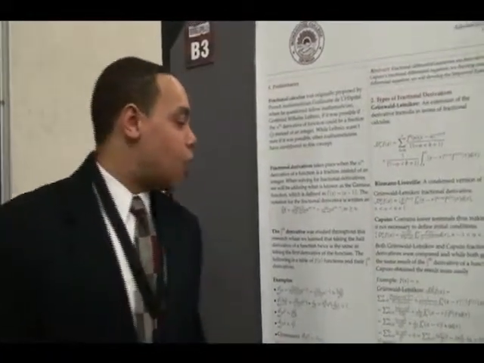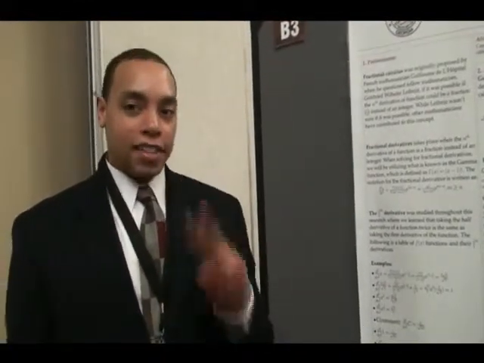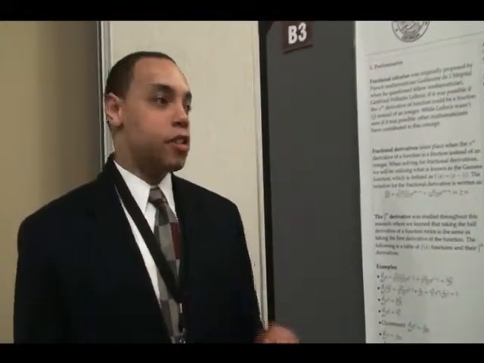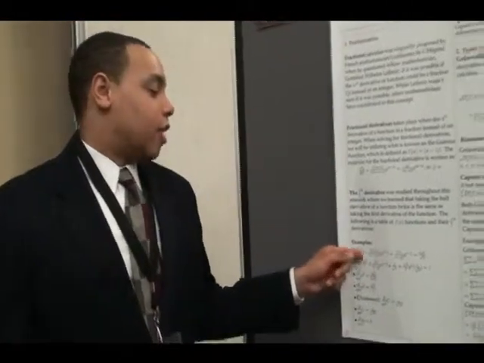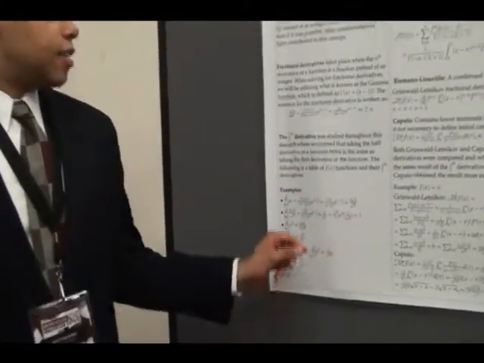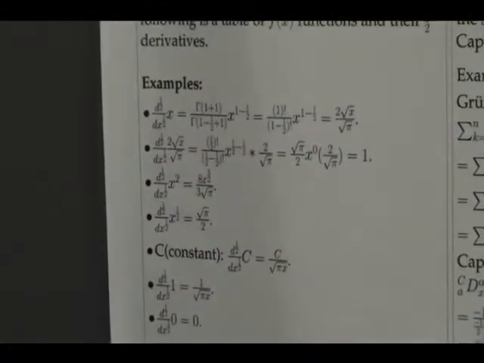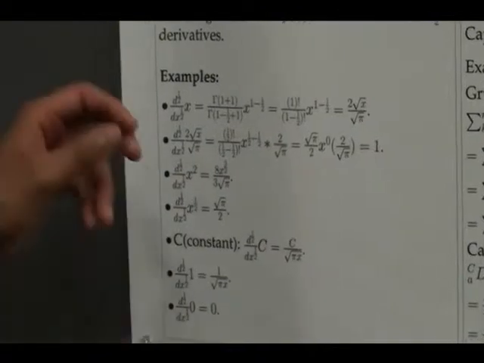We also learned that taking the half derivative of a function twice gives the first derivative of the same function. So for x, the half derivative is going to give us 2 times the square root of x over the square root of pi. Taking the half derivative of that function, our answer is going to be 1, the same as the first derivative of x. Here I've listed some other examples, like x squared, square root of x, a constant, etc.